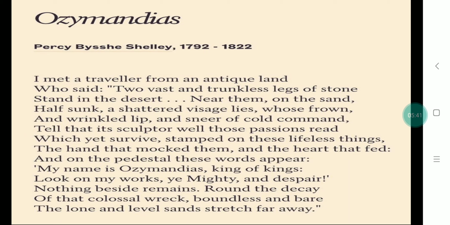Okay, he well knows the passion and emotion of the person whose statue he is making, which yet survive, stamped on these lifeless things. So the emotion, the passion which is still surviving, and it is stamped means it is fixed on this lifeless thing, on this statue. That passion, that emotion that the sculptor had made in the face of that statue, it still survived, it is still fixed in that lifeless statue, ruin. Okay, ruin of that statue.